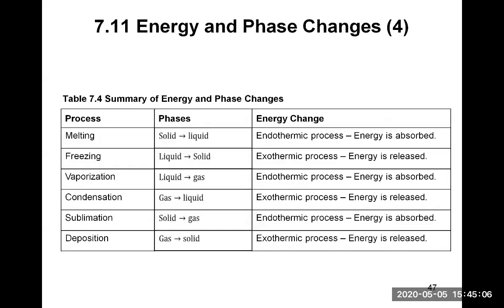So this table summarizes those phase changes, and you need to learn the name of the process: melting, freezing, vaporization, condensation, sublimation, and deposition. You need to know what they mean, the phase change they correspond to. And you need to remember which ones are exothermic and endothermic, and what endothermic and exothermic mean. So, for example, melting is changing from a solid to a liquid, and it's an endothermic process, which means energy is absorbed by the substance.